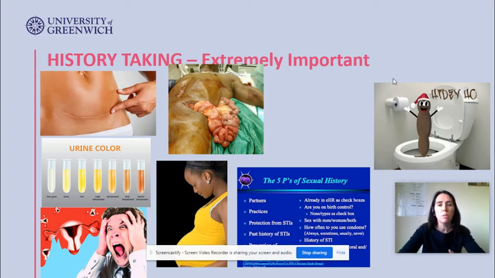So when you do your inspect, auscultate, palpate, percuss, really take it seriously with the abdomen. If you have this in your OSCE and you miss one of those out, that's a fail.